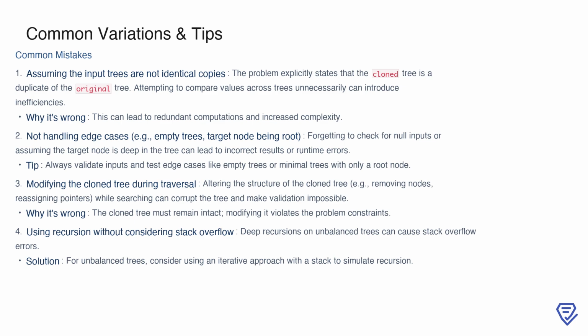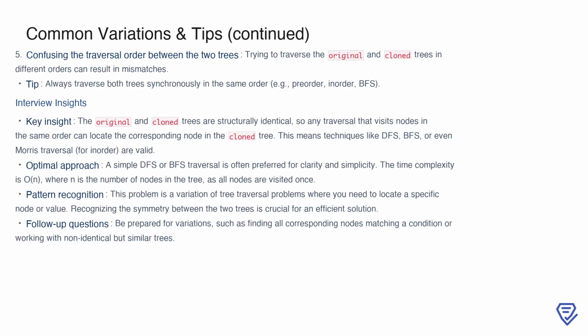Lastly, using recursion without considering the risk of stack overflow can be problematic, especially for unbalanced trees. To avoid this, consider switching to an iterative approach with an explicit stack, which can handle deeper or unbalanced trees more safely. Another mistake to avoid is confusing the traversal order between the original and clone trees. Always ensure that both trees are traversed in the same order, whether it's preorder, inorder, or BFS, to prevent mismatches.